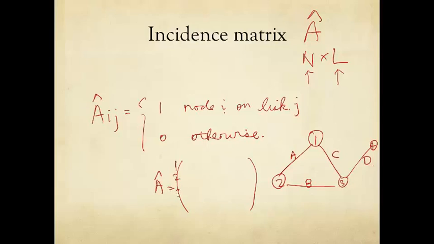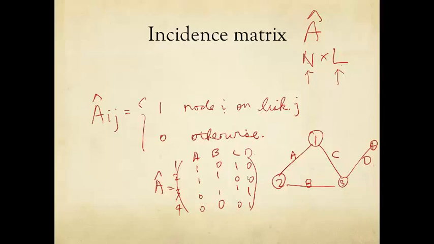So these are 1, 2, 3, 4. These are A, B, C, D. It happens that it is still 4 by 4 because the number of links equals the number of nodes in this particular example. So link A is incident on both nodes 1 and 2. Write down 1, 1 here, and 0, 0. And B is incident on both 2 and 3. C is incident on 1 and 3, and D is incident on 3 and 4.